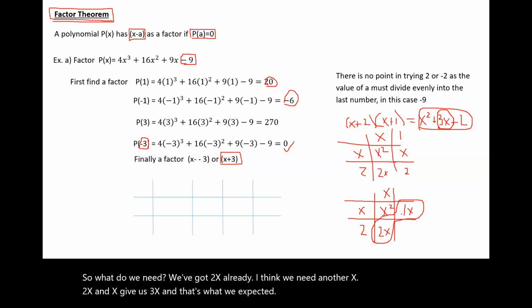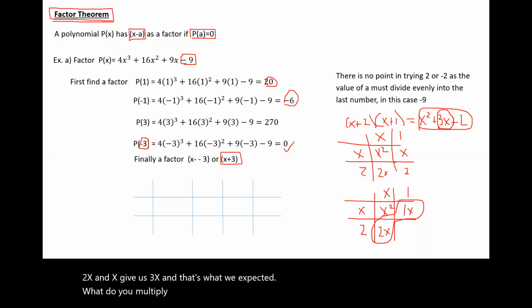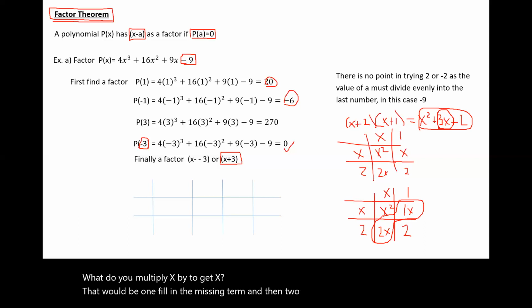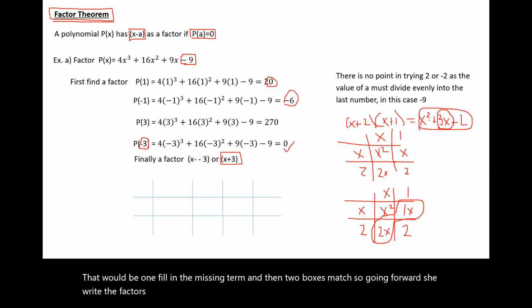What do you multiply x by to get x? That would be 1. Fill in the missing term. And then the 2 boxes match. So going forwards, you write the factors down and expand them. Going backwards, we actually work with this to see if we can find the missing factor. And that's what we're going to do over here.